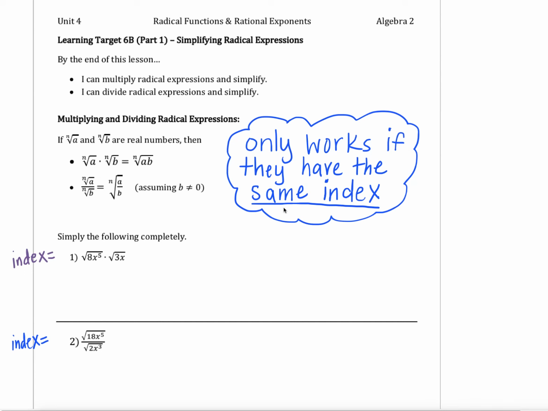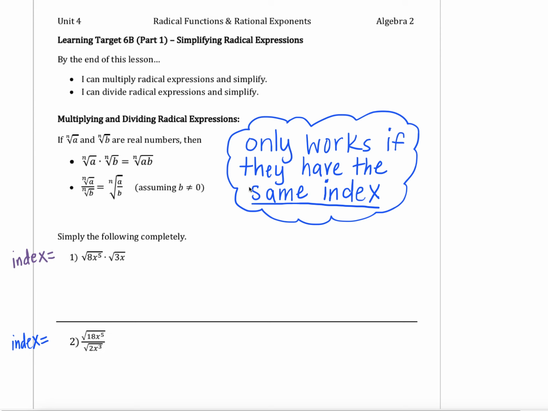About learning target 6B part 1, which has to do with simplifying radicals using multiplication and division of radical expressions. So by the end of this lesson, you will be able to multiply radical expressions and simplify, as well as divide radical expressions and simplify.